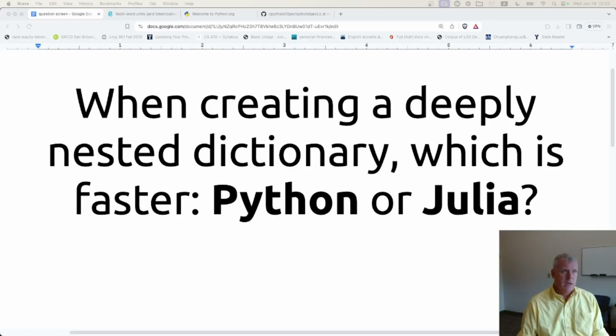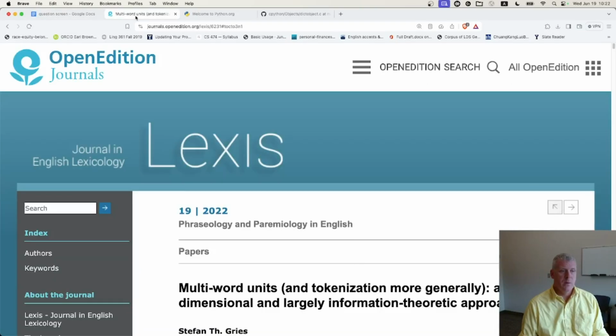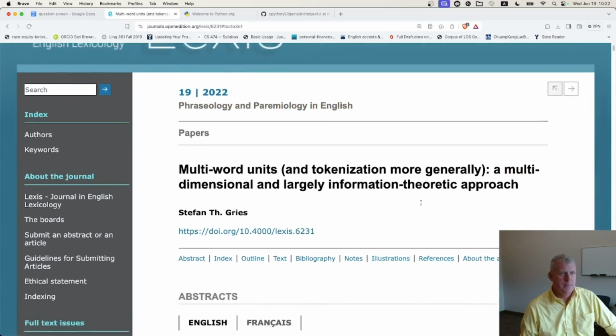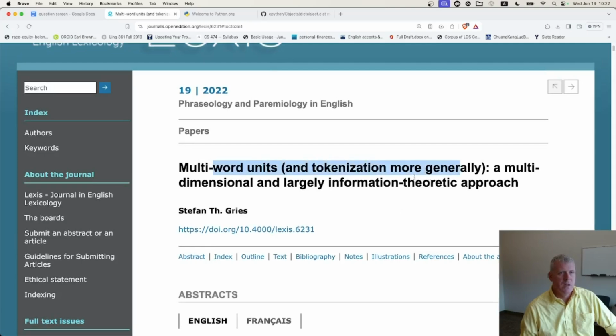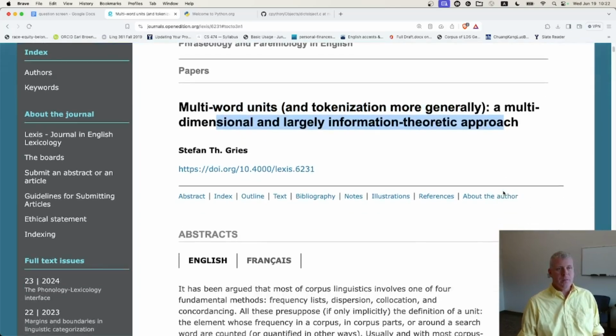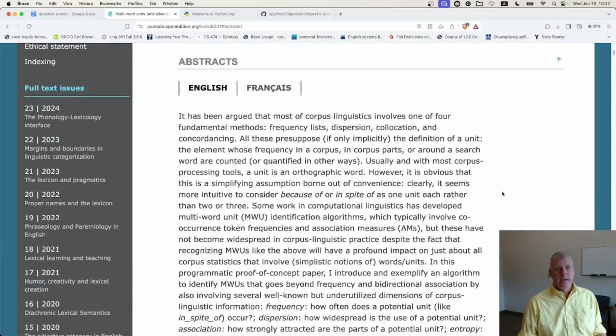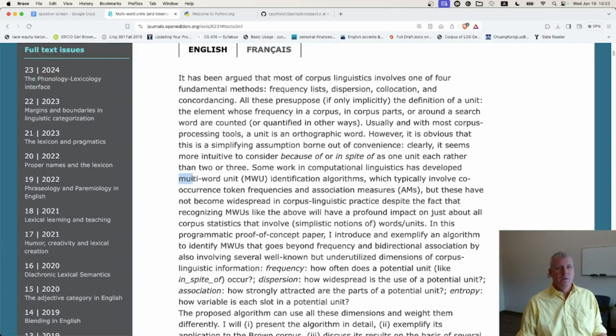The reason I ask this is because during the past week, I've implemented this algorithm proposed by the corpus linguist Stefan Gries, who works at UC Santa Barbara. In 2022, he published this paper in the journal Lexis, "Multi-Word Units and Tokenization More Generally: A Multidimensional and Largely Information Theoretic Approach." And the idea is that we want to identify multi-word units, multi-word strings of words that really are just functioning as one lexical unit, that is one vocabulary thing.